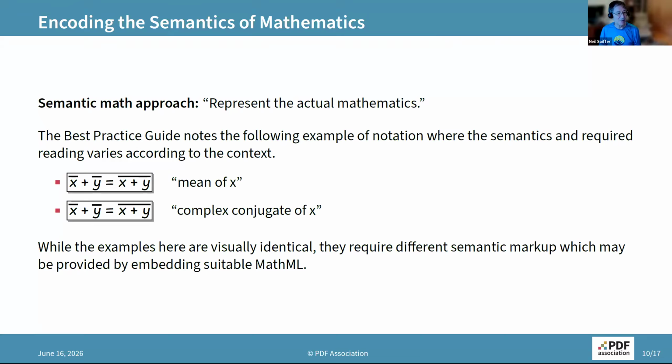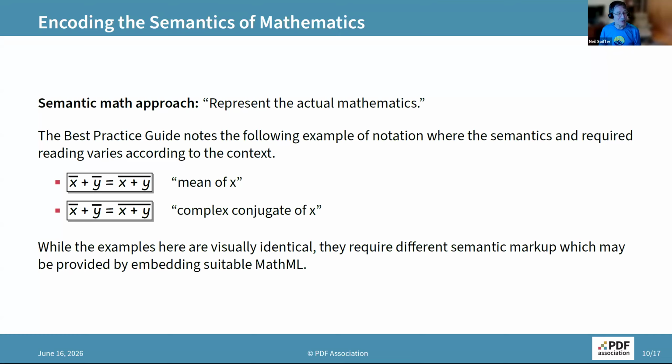I mentioned earlier that authors can help disambiguate the math notation. So here's an example where we have bar over x plus bar over y is equal to bar over the quantity x plus y. Well, in a math class, you would never say that. If you were in a statistics class, that bar over the x would be the mean of x. And if you were in an Algebra 2 class or a calculus class, it's often going to be something like the complex conjugate of x. And they look exactly the same.